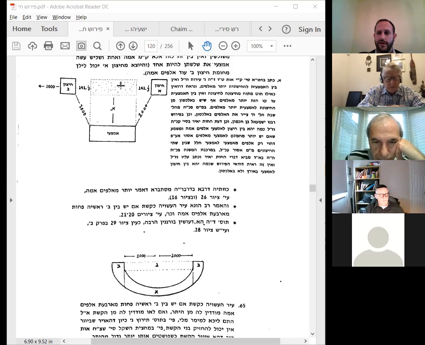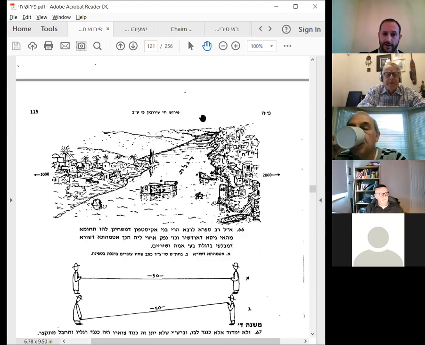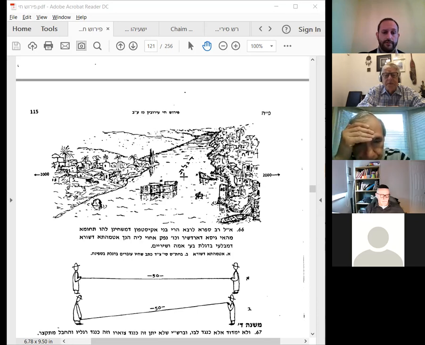Wait, the cities are on two different banks of the Tigris River. We've got this nice photo over here. This is how the cities go. It's a city on two sides of the river. How can that work?